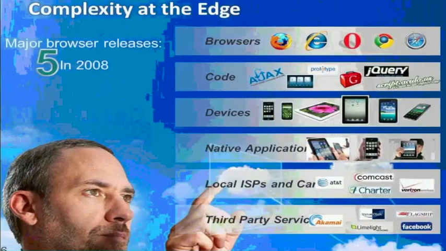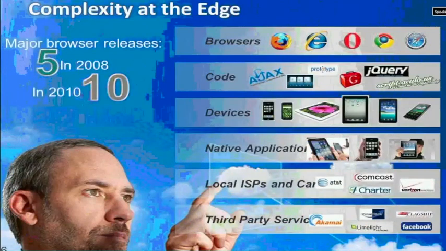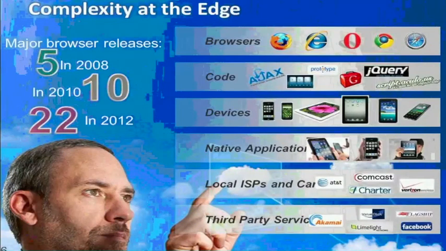The complexity is today growing. You had 5 browsers in 2008. In 2010, you had 10 releases and 22 in 2012. The browsers itself are changing day in, day out. There are too many releases that are coming out. So how do you stay ahead of the curve? How are you able to get past these issues of where your application needs to work on all of this?